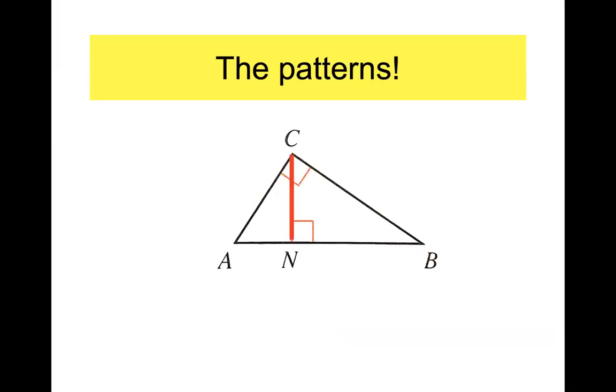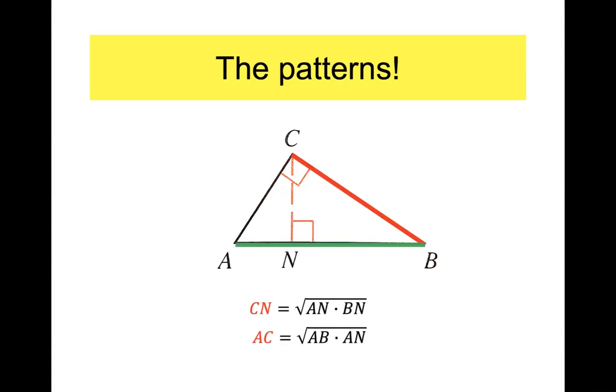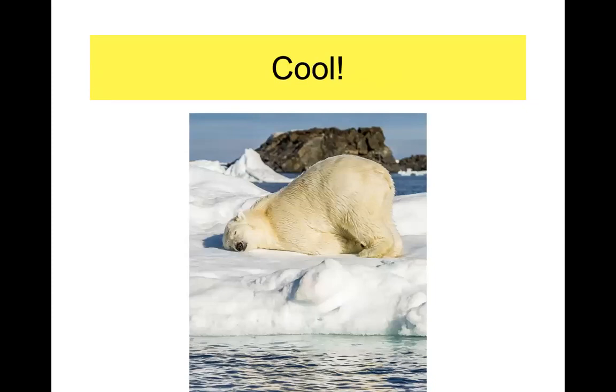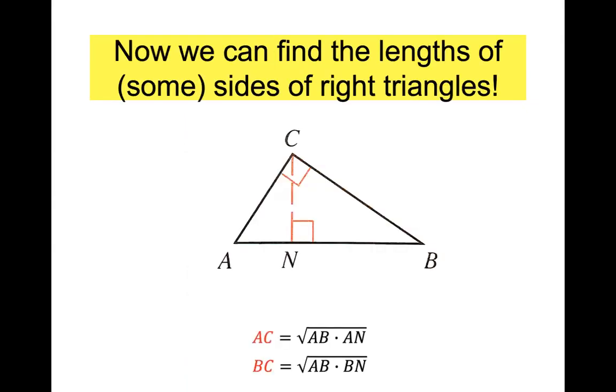And the three patterns either deal with the altitude. The altitude is equal to the square root of the two pieces of the hypotenuse. It deals with the short leg of the big triangle there. The short leg is equal to the square root of the entire hypotenuse and that little piece there that's on the same side as the short leg. And then lastly, the longer leg is equal to the square root of the hypotenuse again times that piece there that's on the same side as the longer leg. So those are the patterns, and that's what we did last night or the previous one. Cool. All right, so great.